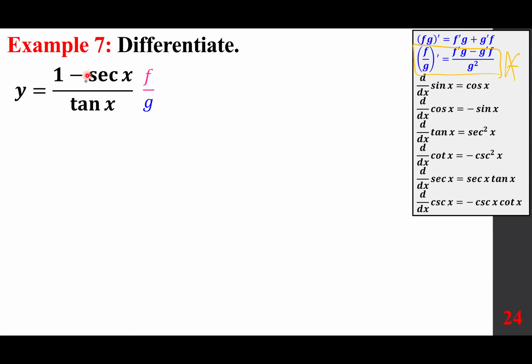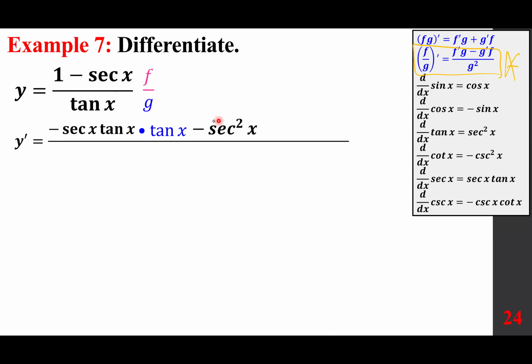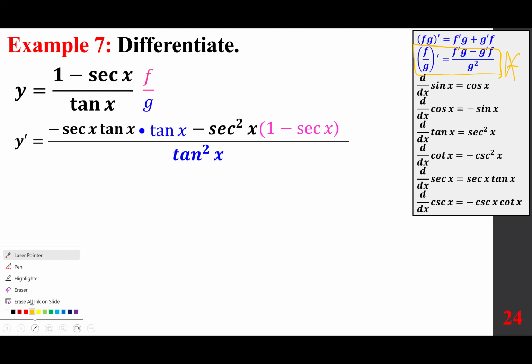This negative keeps it as negative, times g, the bottom, which is tan x, minus g prime, the derivative of tan, as you know, is secant squared. So minus secant squared times f, the top function, which is 1 minus secant x, over g squared. So just write the bottom and square it, tan squared x. Again, I'm going to put the asterisk next to it. This is important to know. This is the only calculus step, everybody.